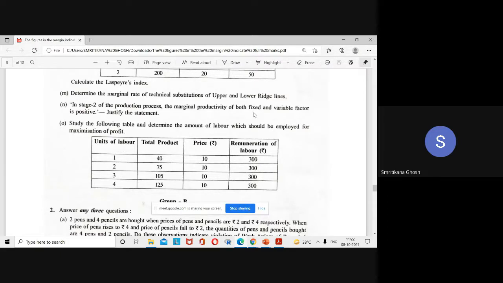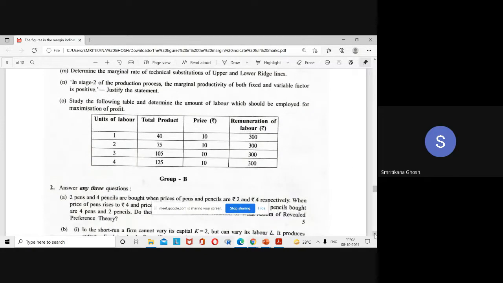There is no change in the fixed factor production. K is constant. So MPK is zero for the short run. So obviously, it is not negative. And for the variable factor, it should be positive. It's downward sloping marginal product of labor, but it is positive. So this is your stage 2. So both are non-negative, we should say. Marginal productivity of both the factors should be non-negative.